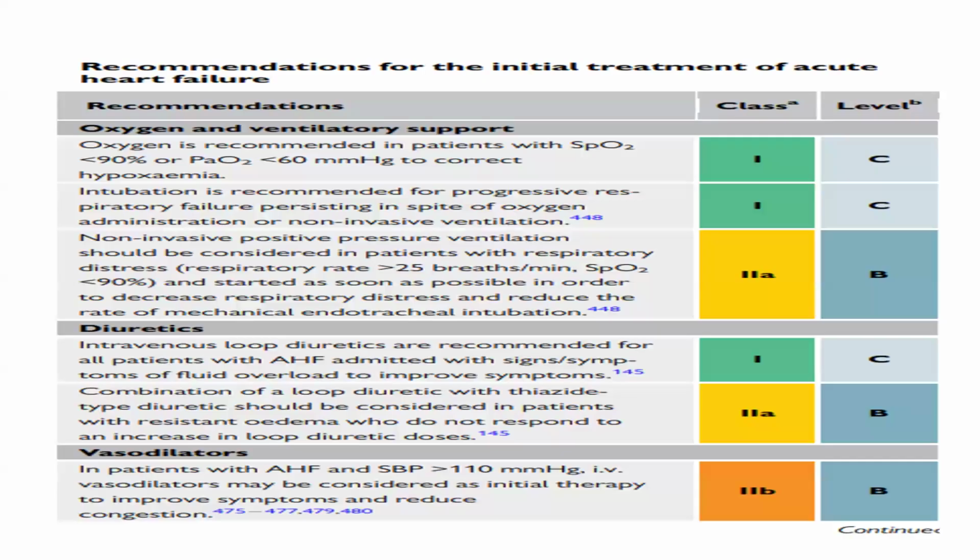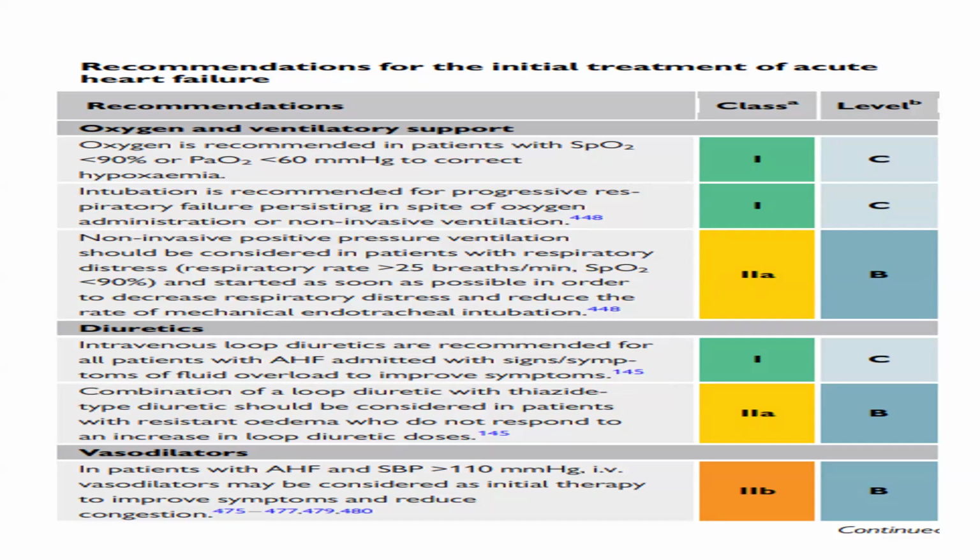Now we will summarize all the recommendations for initial treatment of acute heart failure. The first treatment is oxygenation and ventilation support. Oxygenation is recommended in patients with saturation of less than 90%, PO2 of less than 60 mmHg to correct hypoxia. This has class 1 recommendation, level of evidence C.